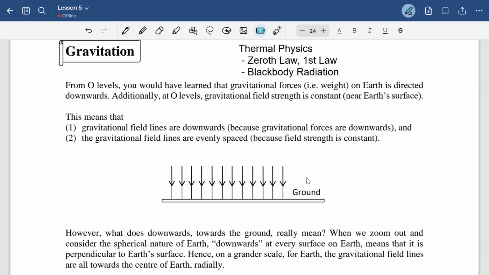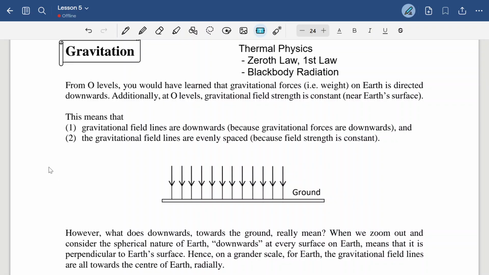If you recall from your own O levels, you have gravitational field, electric field, and magnetic field. As long as the field strength for any of these fields is constant, the lines will be evenly spaced. Remember that how far apart the field lines are will tell you the strength of the field.